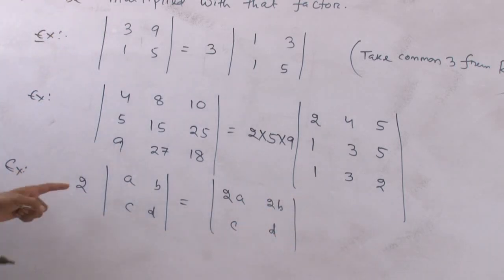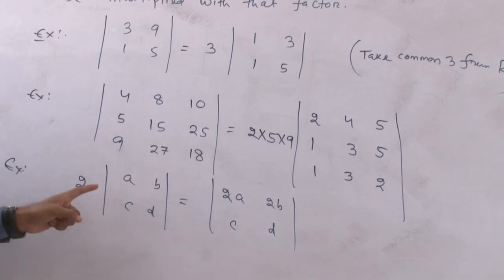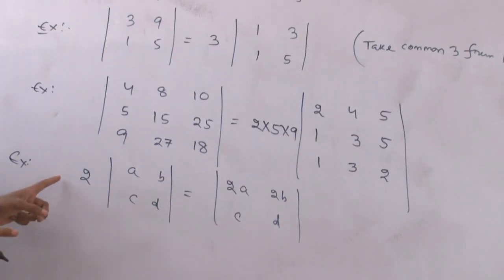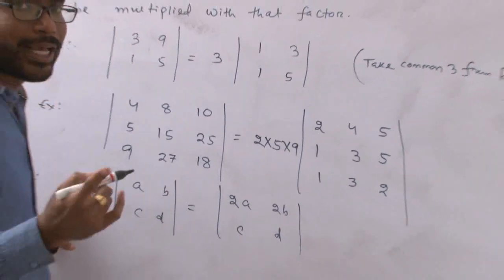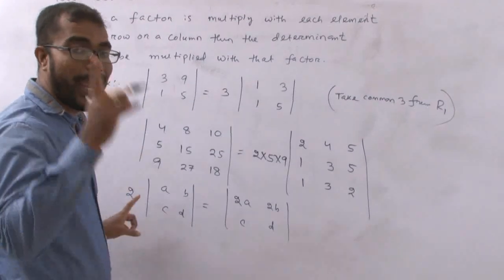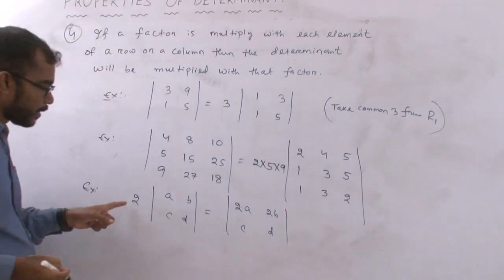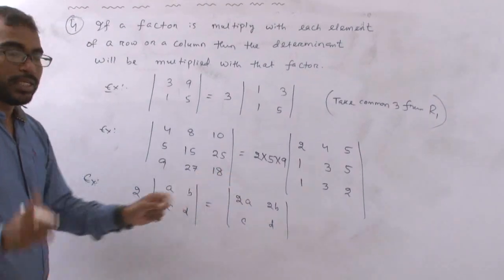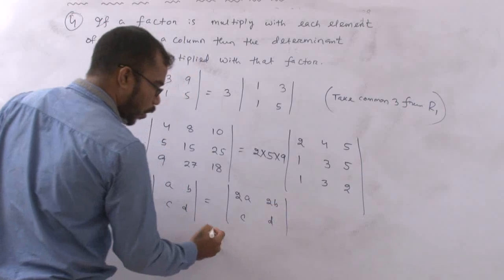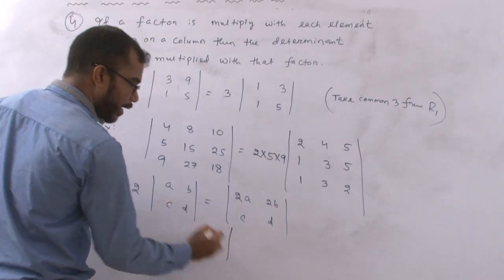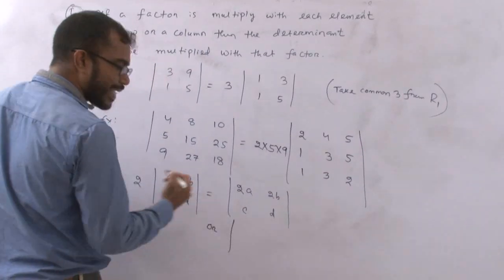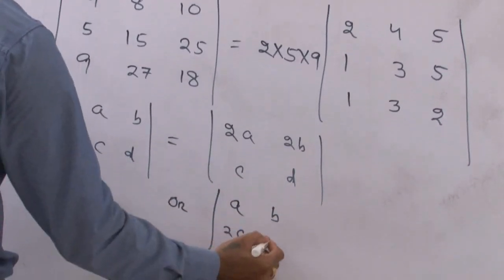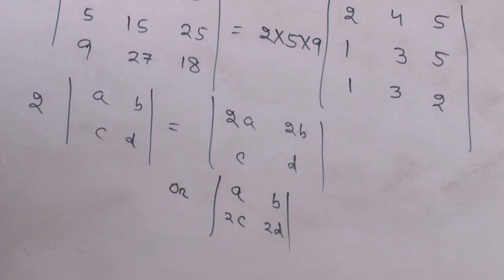In a determinant, 2 is not multiplied to all elements. In a matrix, you can multiply all elements, but in a determinant you cannot multiply every element. It can be multiplied to any row or column. So here 2 is multiplied to the first row, that means 2a, 2b, c, d. This is your answer. Or we can write, if we multiply the second row, we get a, b, 2c, 2d. This is also your answer.